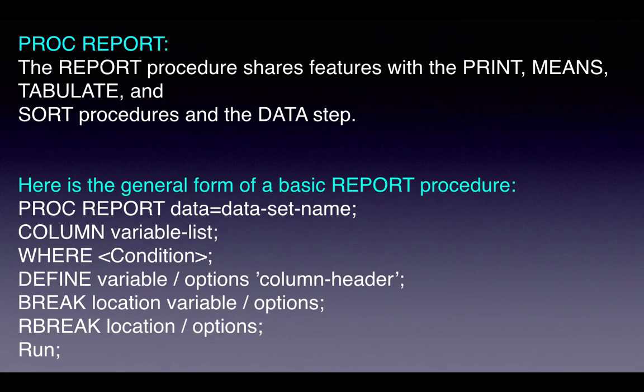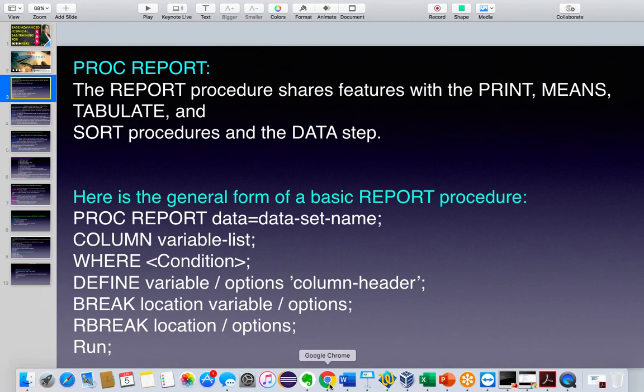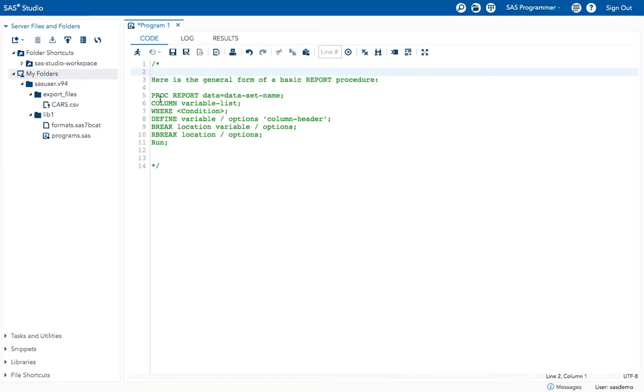Okay, see, this is the general form of the basic report procedure. I will explain all these statements clearly while explaining the programming for this proc report. Okay, let's move into the examples. See here, this is the basic format for the proc report procedure. We use the proc report statement, column statement, where option, define, break, everything. I will explain clearly while discussing the examples.